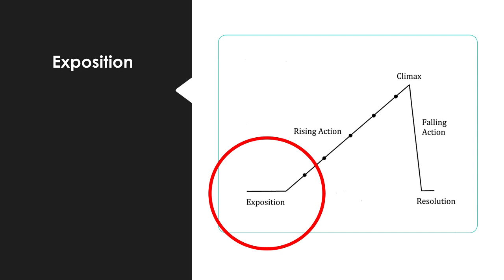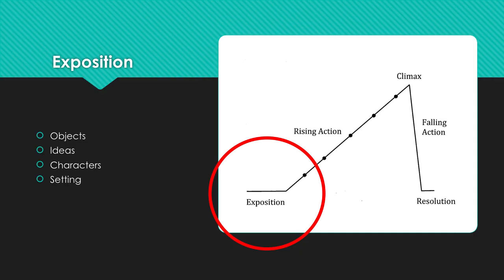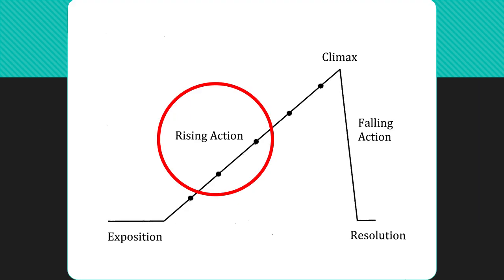Let's take a look at the X position first. What is the X position? The X position is where you will write objects, ideas, characters, and settings for the story that you're reading. You then will move to the rising action. The rising action can have anywhere from one event to multiple events that leads to the climax of the story.